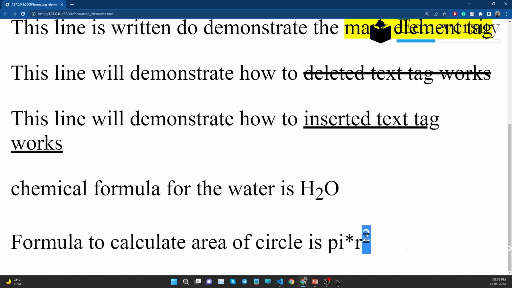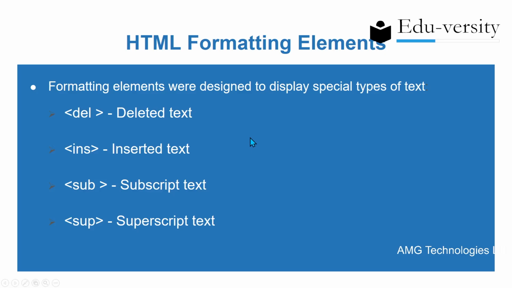So the 2 will be going into the upper half of the r, and it looks like r squared as written in a common mathematical formula. So you can write down any chemical formula using a subscript, and you can easily write any mathematical formula using a superscript. So this is all about the HTML formatting elements. In the next video, we'll discuss hyperlinks and images in brief. Thank you.